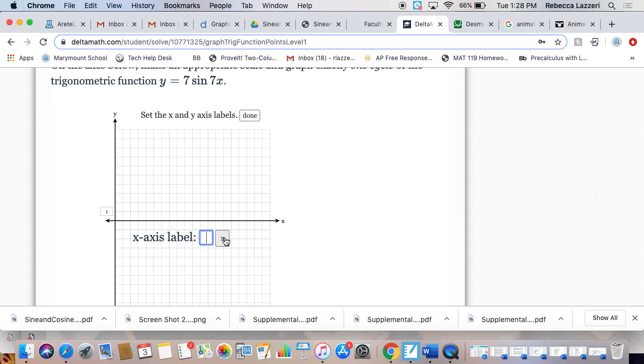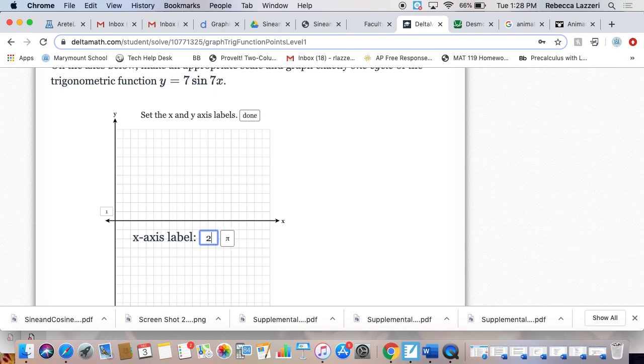Oh, you're writing that in the x-axis label. Oh, thank you. I don't want that. Thanks. X-axis label's 1. Oh, no, I do want that. Okay. The y-axis, I'm going to go up 7 and down 7. Okay. The period of this is 2 pi over 7. So we'd probably go off and write something 2 pi over 7.